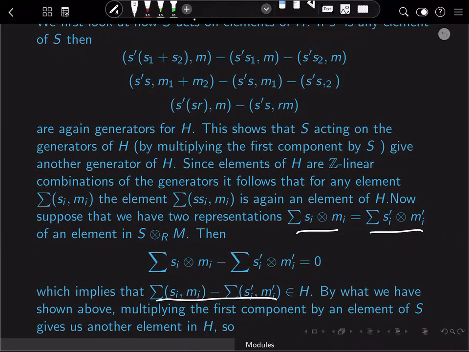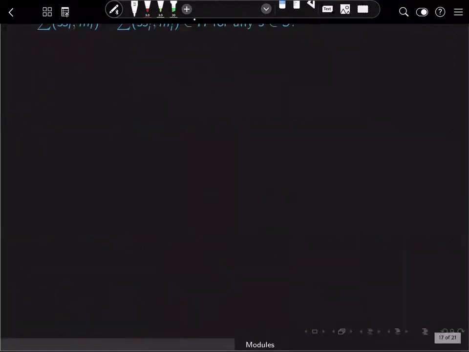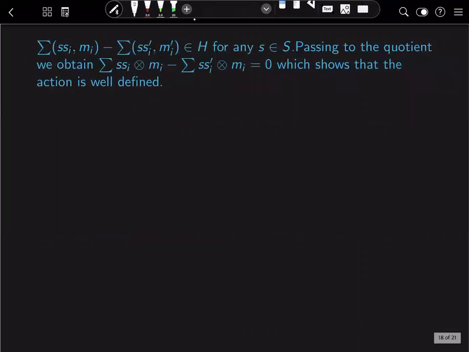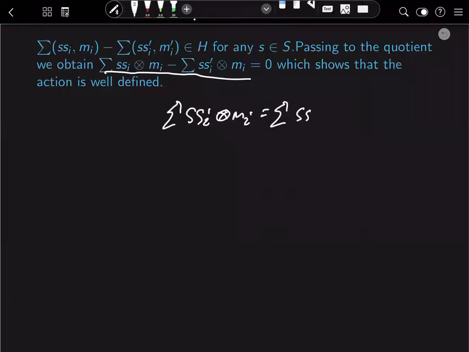So now, by what we have shown above, we know that multiplying an element of S gives us another element of H. So by multiplying on the left by an element of S, we get another element of H. Right, so we get this relation here. This guy is an element of H. Now we can pass back to the quotient, and in the tensor product we obtain this relation, which shows, of course, that they're equal to each other. So this shows that the sum of s_i tensored with m_i is equal to the sum of s_i prime tensored with m_i prime, which shows that the action, of course, is well defined.